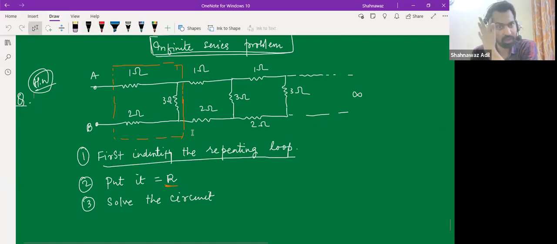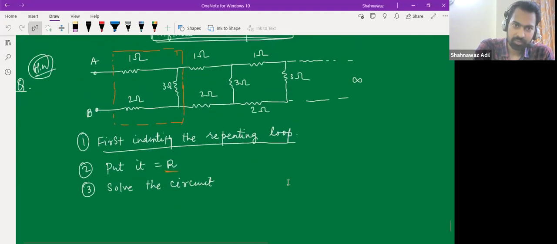Only two topics are in this chapter: one is Kirchhoff's law and the second one is the Wheatstone bridge. Those two topics are very important in this chapter because every time they will ask questions from those topics. So let me first discuss this problem and then we'll talk about Kirchhoff's law and the Wheatstone bridge.